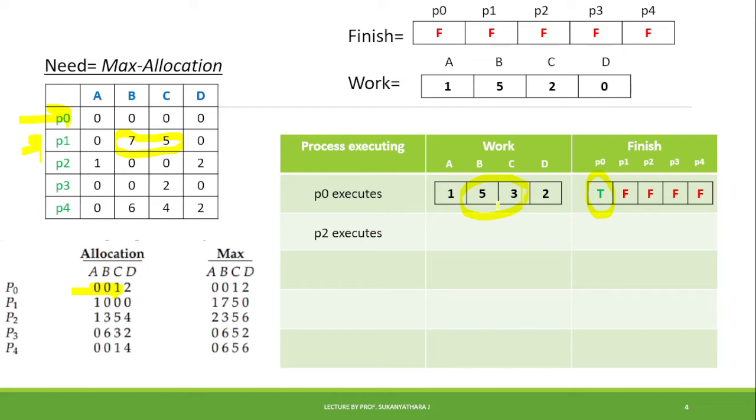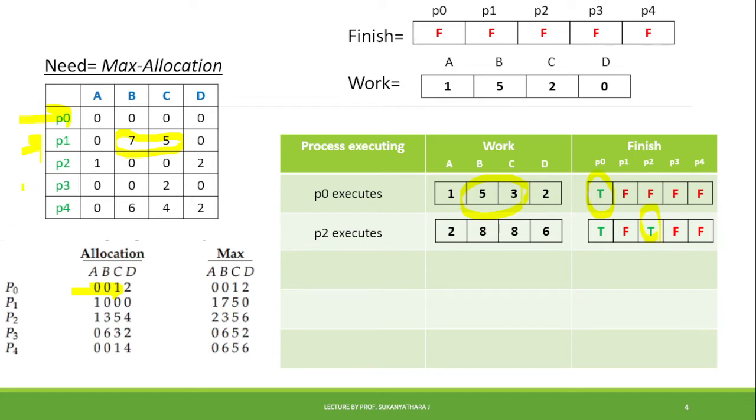Now we will check with P2. Can P2 execute? Yes, P2 can execute because its need is less than or equal to work. Then P2 executes and leaves the system. We will add the allocation of P2 to the number of free resources in the system. And we will also write P2 has completed execution and left.